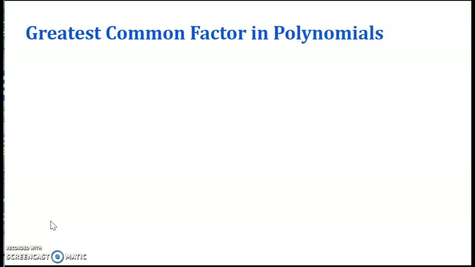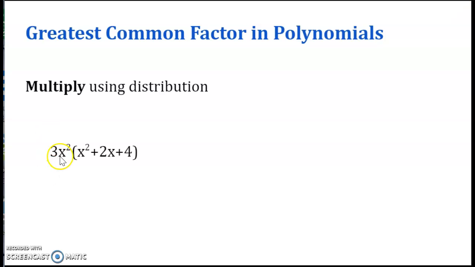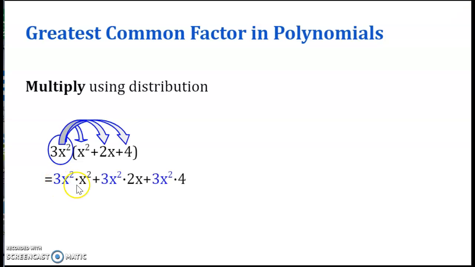So now we're going to talk about greatest common factor in polynomials. To do that, let's think about what we actually have done. Multiplying using distribution. So if you have 3x squared multiplied by x squared plus 2x plus 4, 3x squared was multiplied to x squared and then 2x, and then to that you multiplied it to 4 to get 3x squared multiplied by x squared plus 3x squared multiplied by 2x and then 3x squared multiplied by 4.